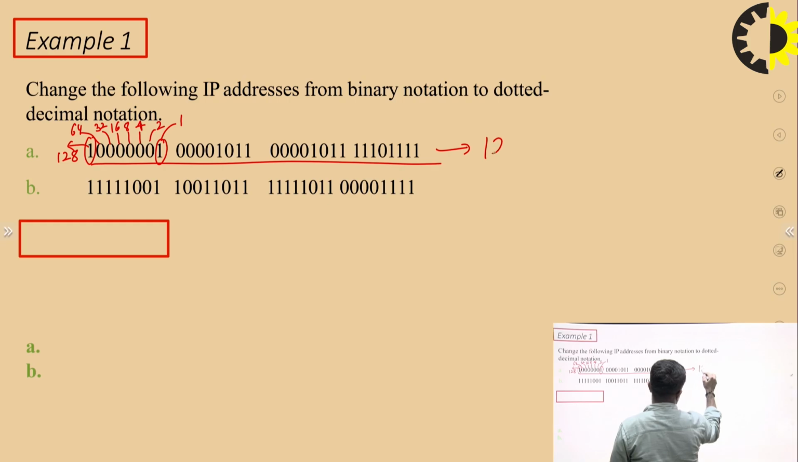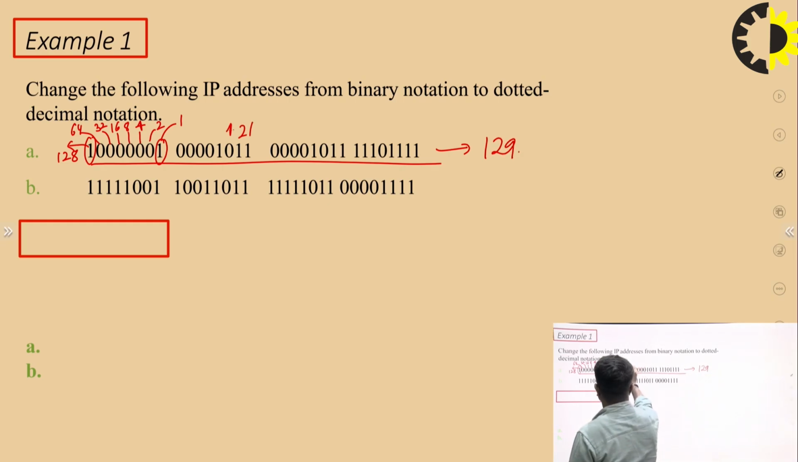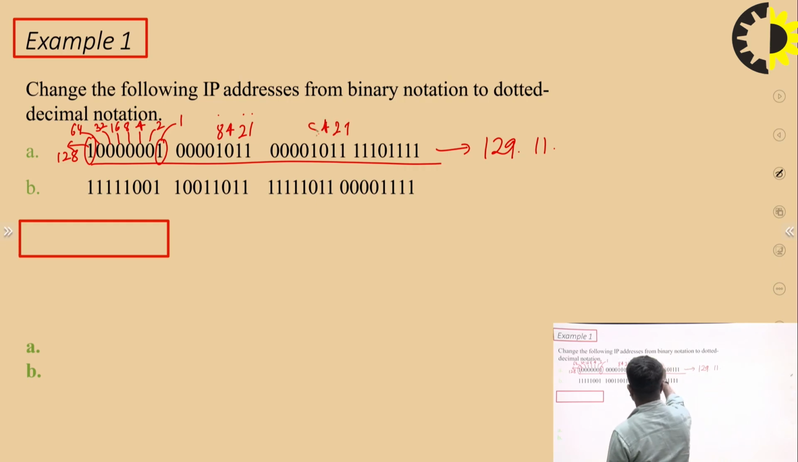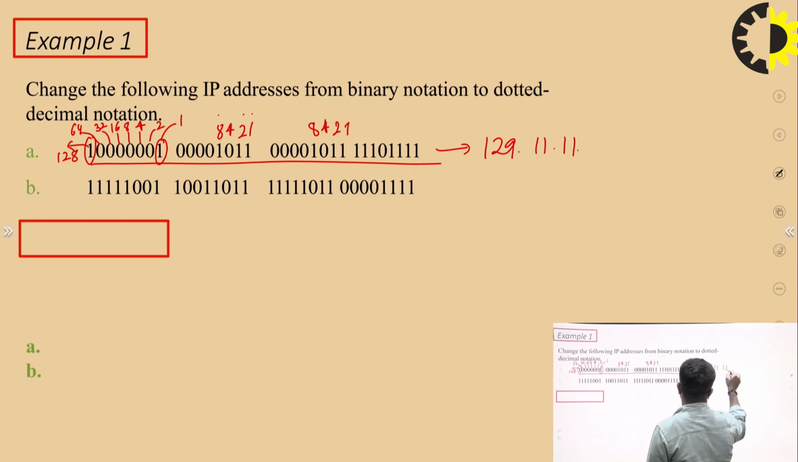So this becomes 129. Similarly, this can be 1, 2, 4, 8. So 8 plus 2 plus 1, 11. Similarly, this again 1, 2, 4, 8. So 11. And here 1, 2, 4, 8, 16, 32, 64, 128. So all these are going to add up to 255.